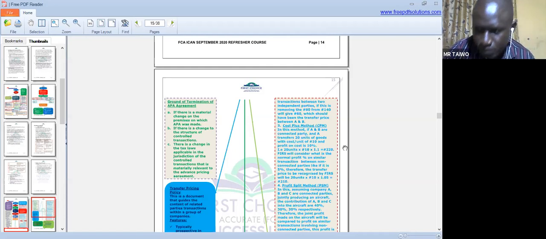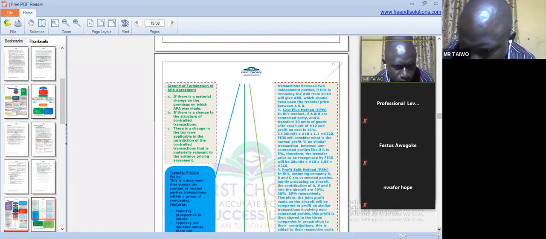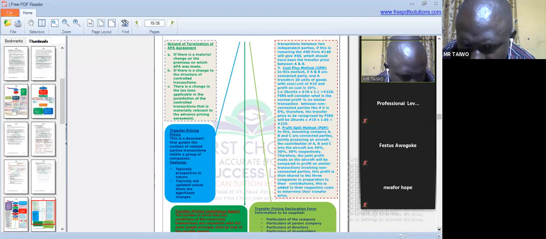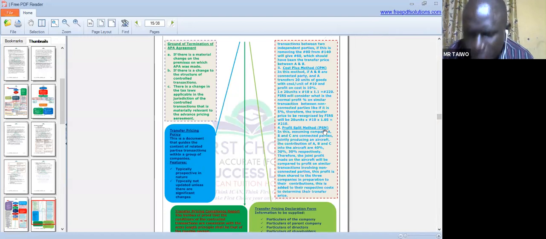The last one, before we round off: the profit split method. Now, for the profit split method, what do we mean by profit split method?